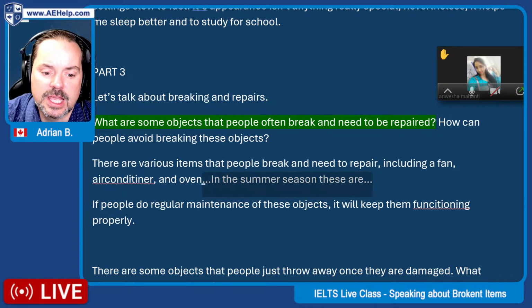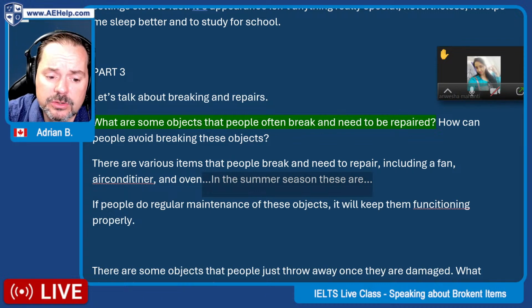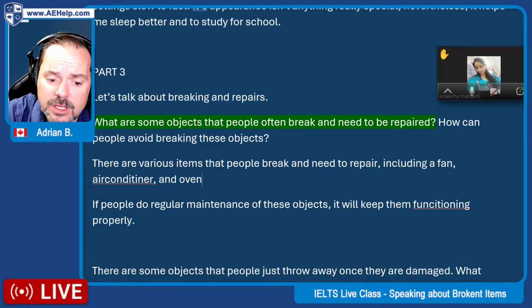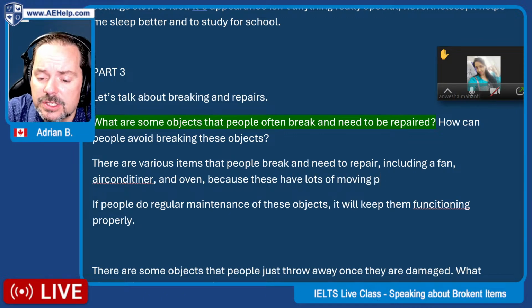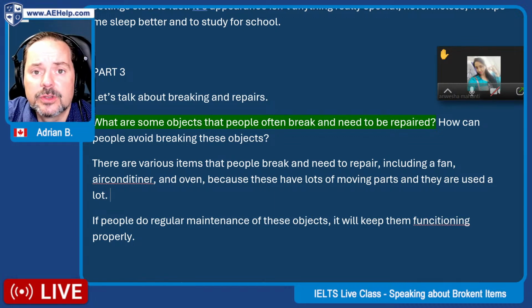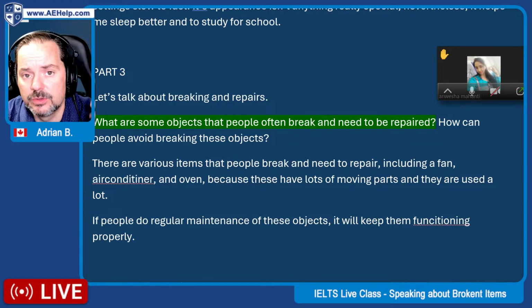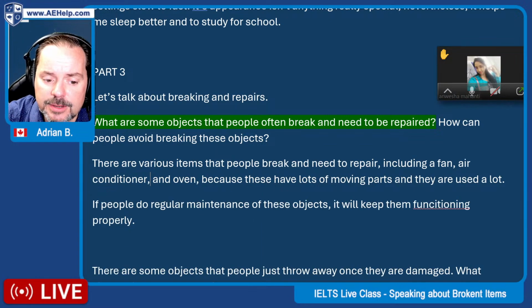So you should say something like this. There are various items that people break and need to repair, including a fan, air conditioner, and oven, because these have lots of moving parts, and they are used a lot. So that's the explanation, right? You have to include that explanation of why we break these items so often, okay?